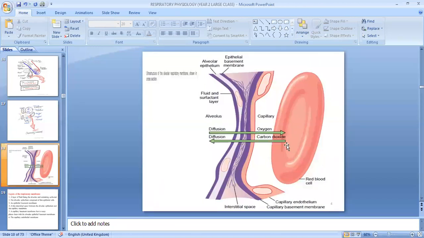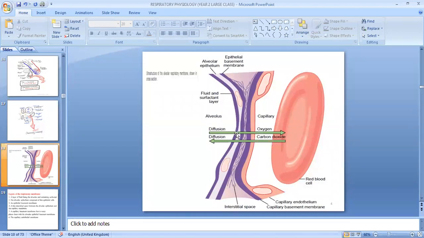In the same manner, carbon dioxide has to encounter the same barriers from the other side of the blood capillary to come to the alveolar. And therefore, these respiratory membrane barriers become very important, because in disease situations, in pathologies, we find there are quite a number of pathologies that interfere with that barrier. In essence, the barrier is very thin, 0.1 to 0.5 micrometer in diameter.